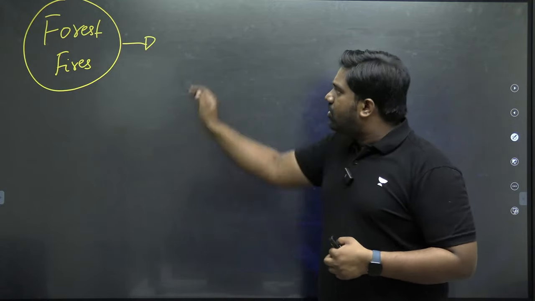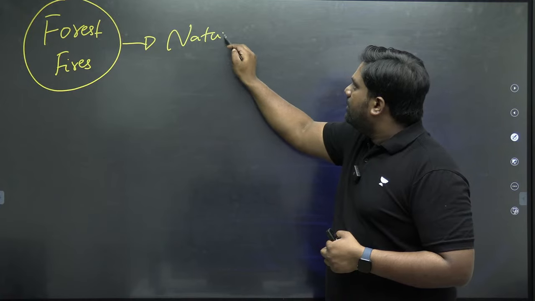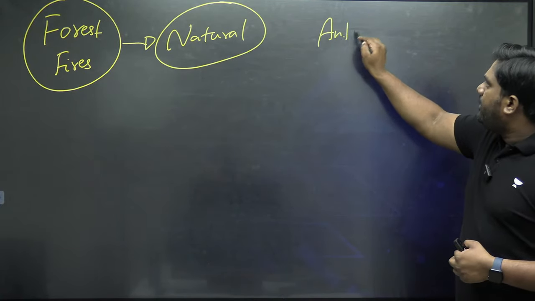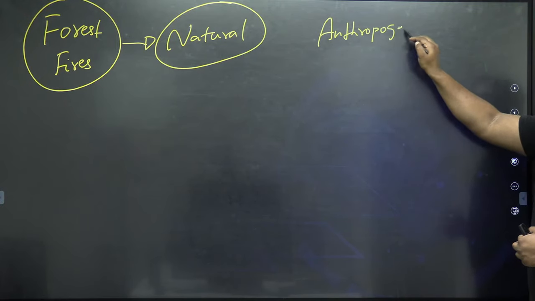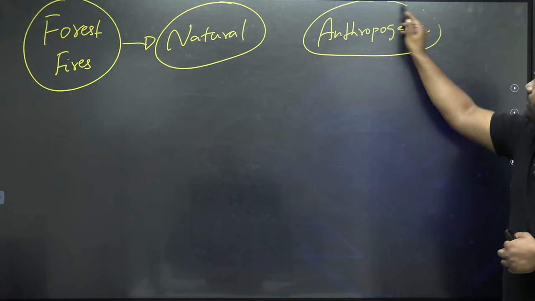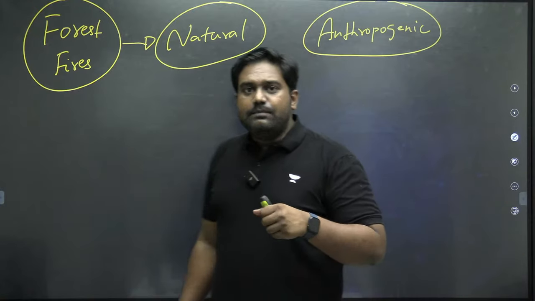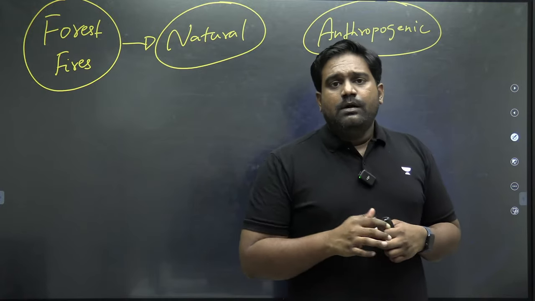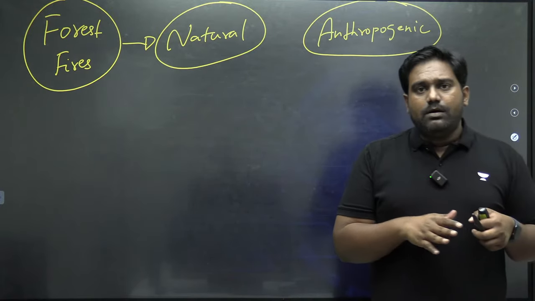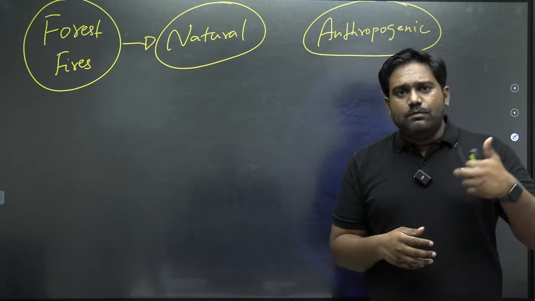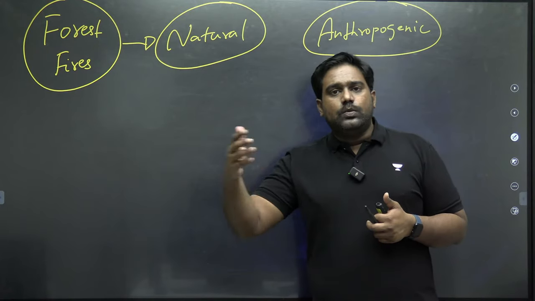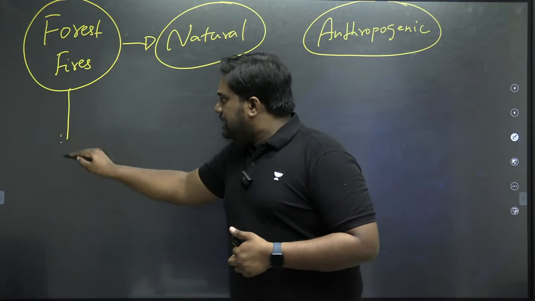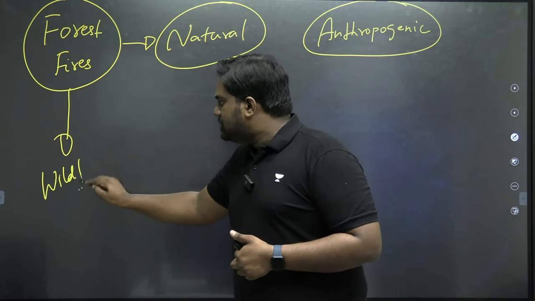See, forest fires can be caused by natural factors and also by anthropogenic causes. So forest fires can be triggered naturally due to the elements of nature, or they could be entirely man-made, or a combination of the two, where a few man-made factors contribute along with natural factors to trigger a forest fire. These forest fires are also called wildfires.